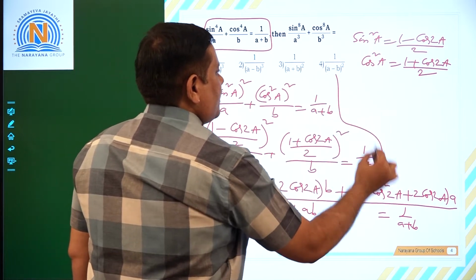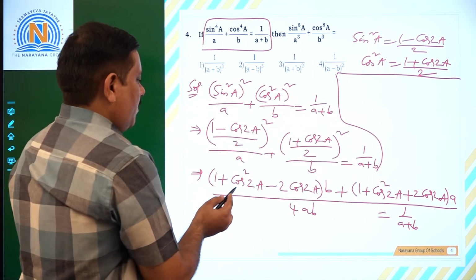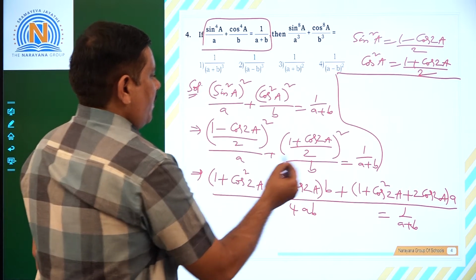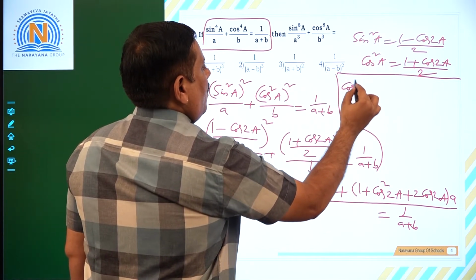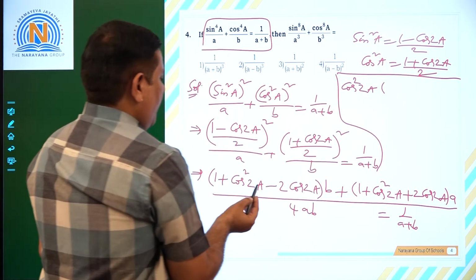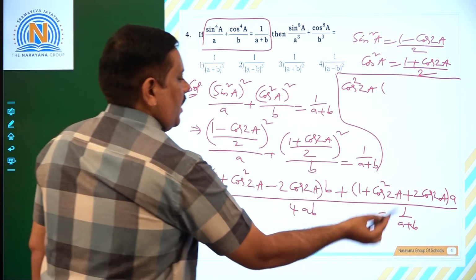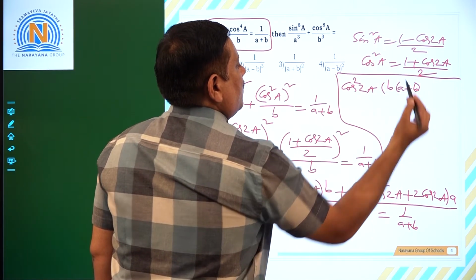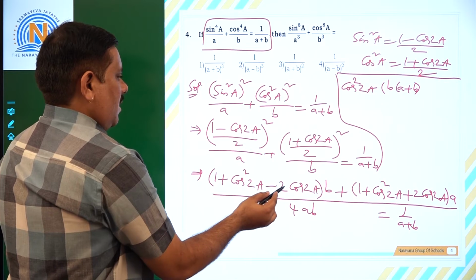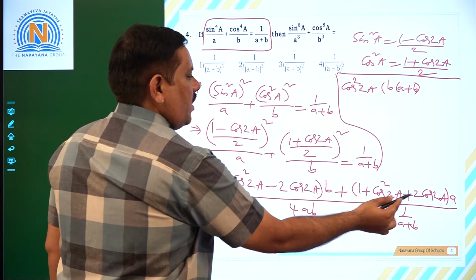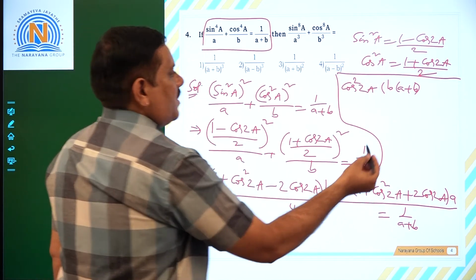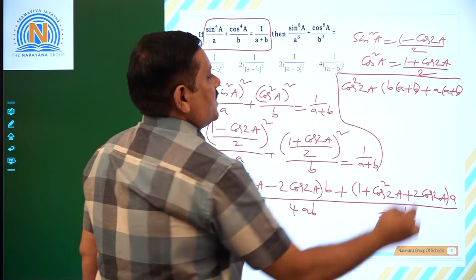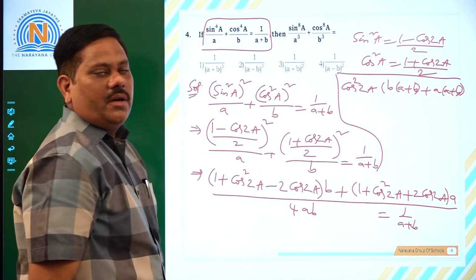If at all I write its next step, what will be its next step? Here cos square a times of b. So if I take cos square 2a common, let me multiply with a plus b. So b of a plus b. Fine. Next. Here I have cos square 2a times of a. So a times of a plus b plus a times of a plus b. Okay. Thus that is my cos square 2a coefficient.